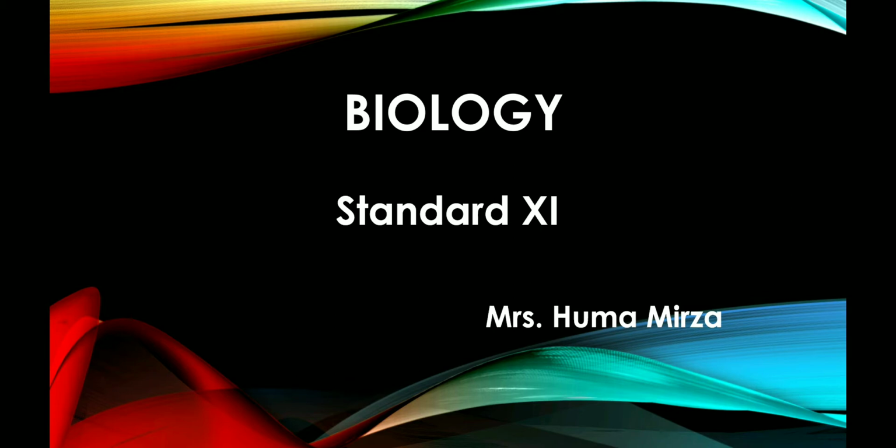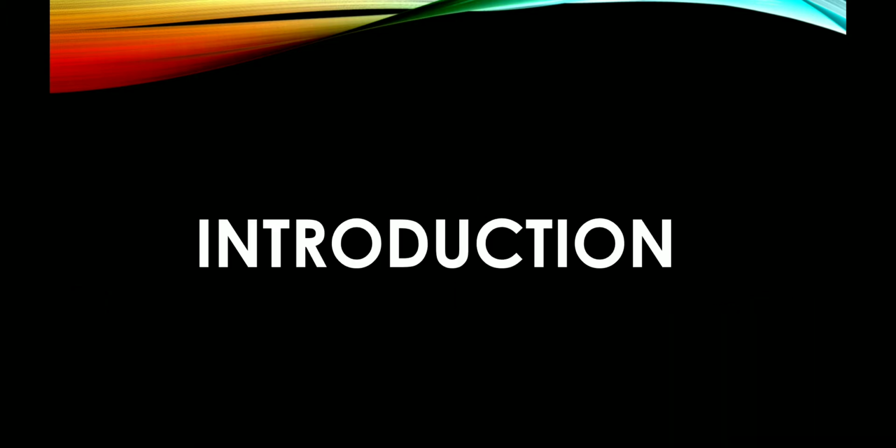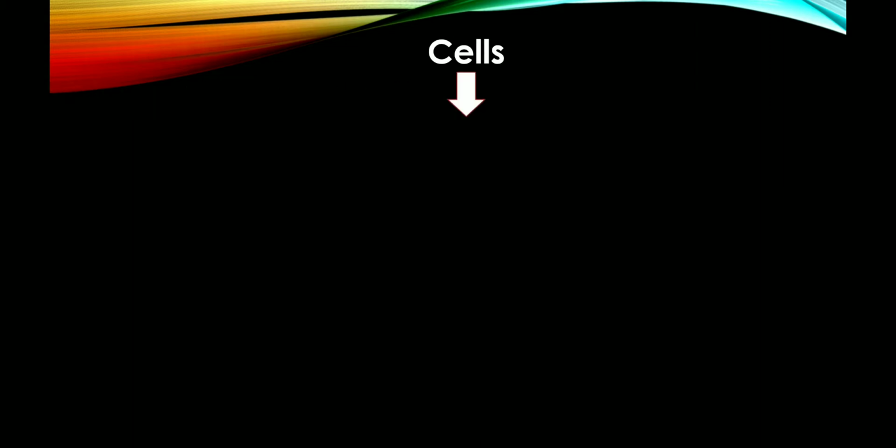Today, we'll start a new topic from Standard 11th, that is, Chapter 10 Animal Tissue. Now, before starting the topic, let's start with the introduction. You know about cells. Cells are the basic, or you can say the structural and functional unit of life. When different cells combine together, they form tissues.